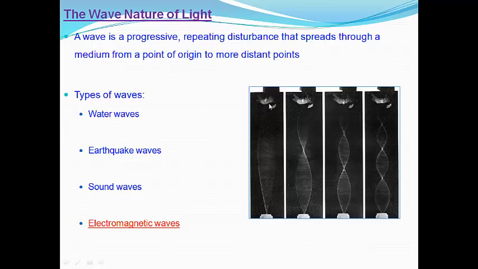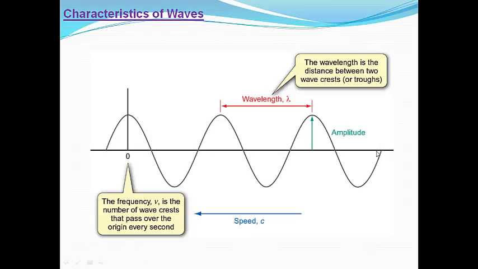Here is a depiction of a string that is fixed at two ends, and the string is vibrating, showing different modes of vibration. What we want to do now is understand what these different modes of vibration are and how they are related to the wave-like properties that the wave has itself. And so we need to understand the characteristics of waves.